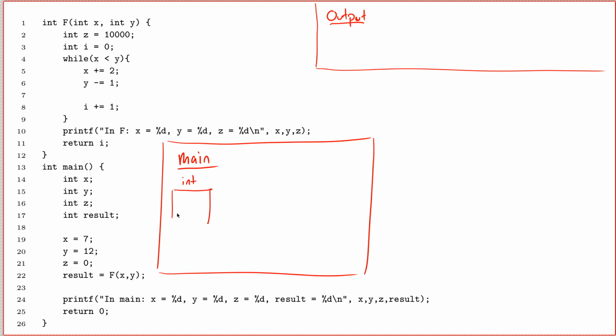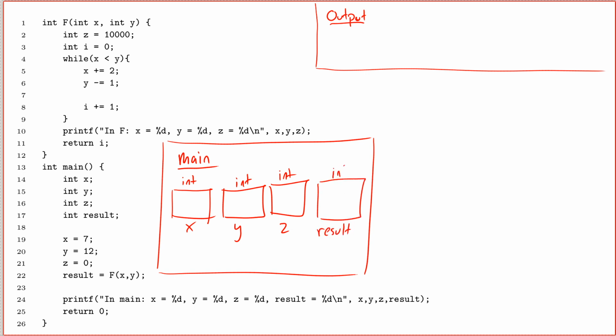So there's int, and it is x, and then int y. And then on lines 19 through 21, we assign values to all of them. And then on line 22, we want to do a function call. I'm just going to clean up my boxes a little bit here. We want to do a function call.